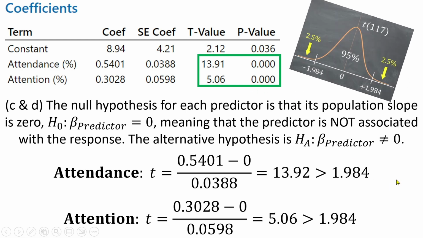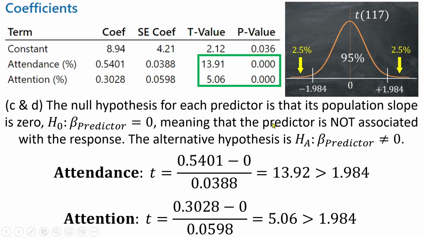If you want to see a picture of that, this is the picture that sets up our decision rule. Our decision rule was that if our test statistic fell inside this interval, then we would fail to reject the null. But because in both cases our test statistic falls outside that region, in this case to the right, we reject the null hypothesis in both cases.